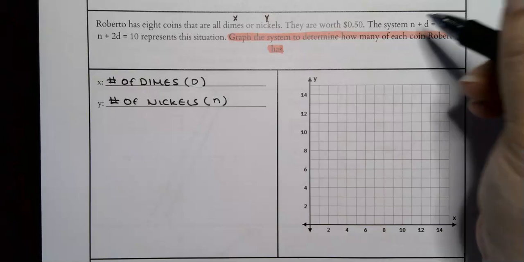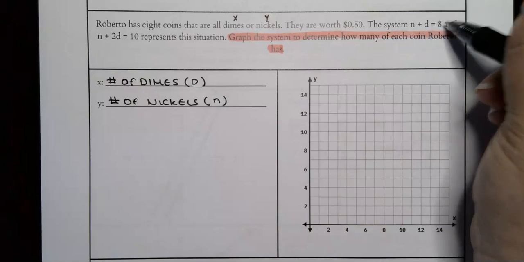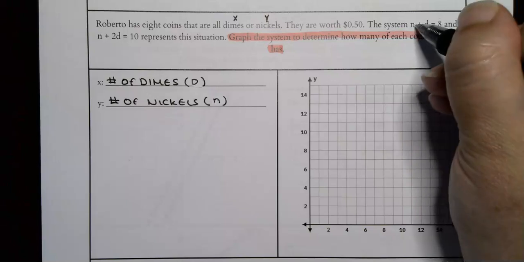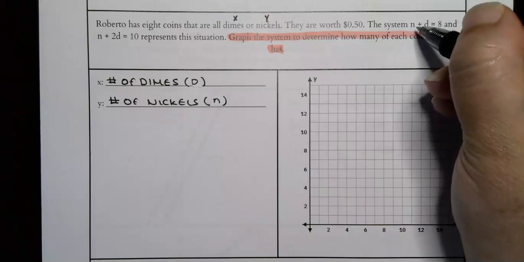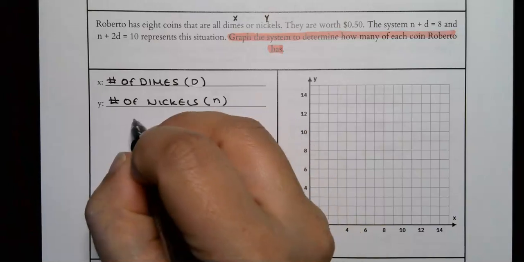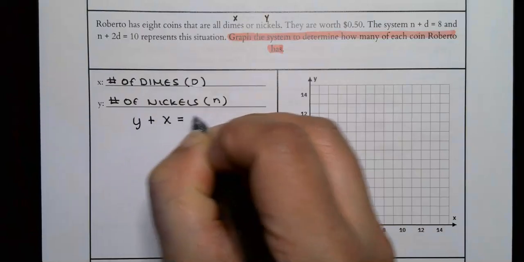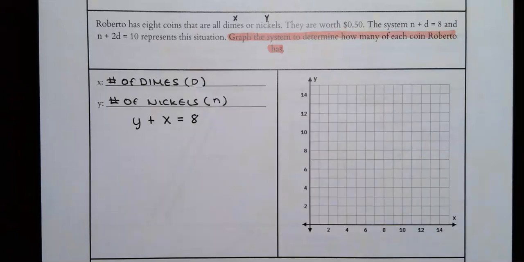So let's take n plus d is equal to 8, and let's rewrite it in x and y. So right here, n is our y. So we're going to say y plus x is equal to 8. That is not solved for y. We're going to have to solve that for y. So let's go ahead and do that right now.